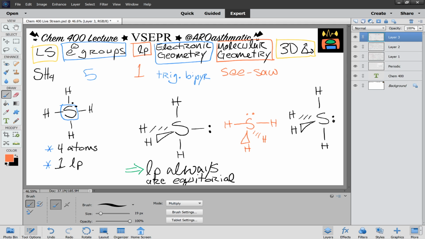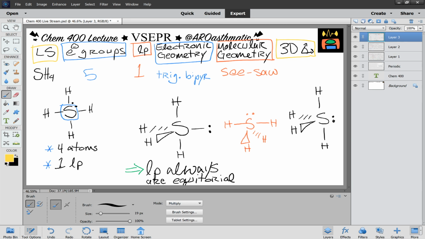If not, know that this geometry is named after a piece of play equipment that's too dangerous to put anywhere anymore. But anyways, this is our seesaw geometry. This is our three-dimensional representation.